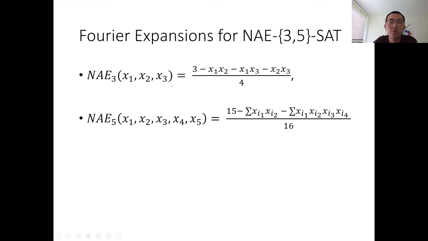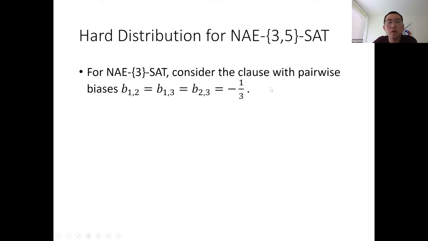So for NAE-3, we put the same as before. NAE-5 is equal to 15 minus all the pairwise biases, minus all the pairwise products, and then minus all the fourwise products, and then the whole thing divided by 16. Okay, so we want to construct a distribution of clauses.